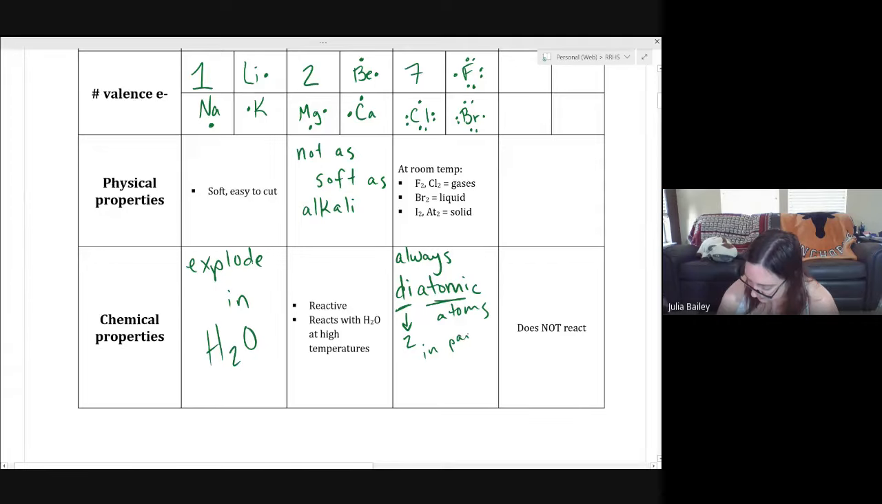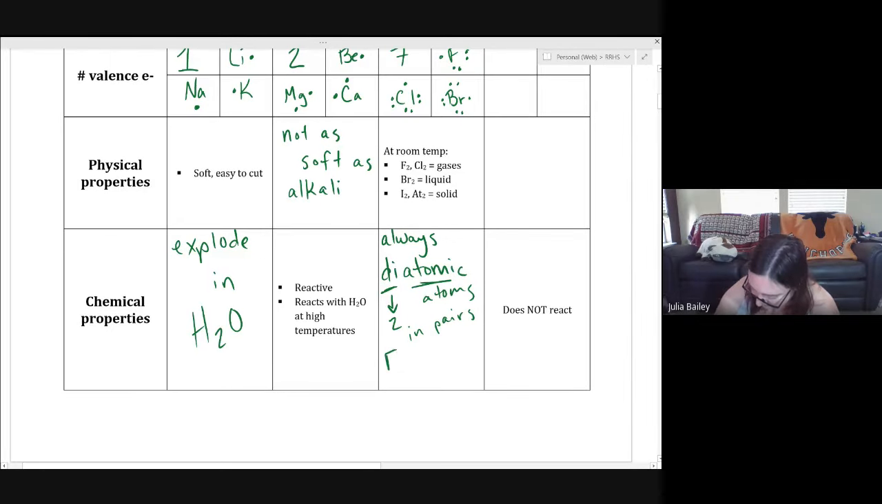So anytime you have pure fluorine, pure chlorine, pure bromine, so on and so forth, you can never have just one fluorine atom by itself. It has to have a partner. You can never have one chlorine atom by itself. It has to have a partner of another chlorine atom. And that's true for every element in the halogen family. It can never be alone.